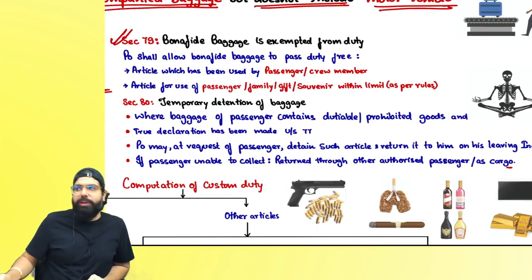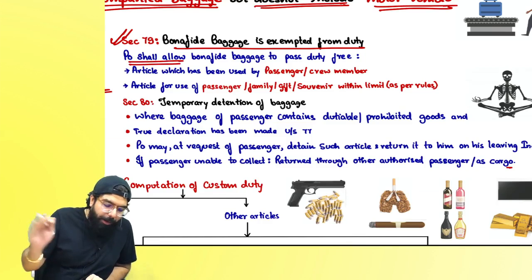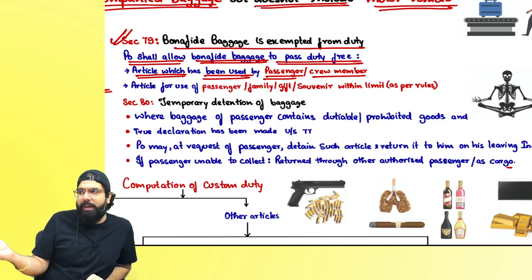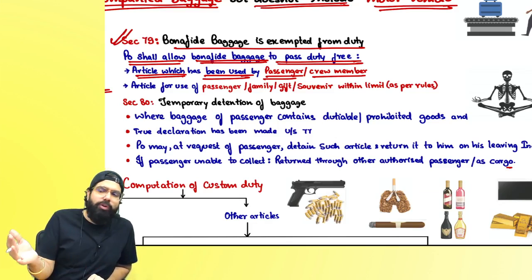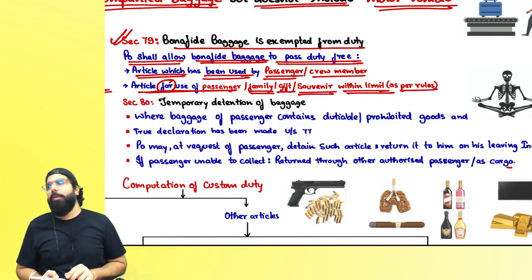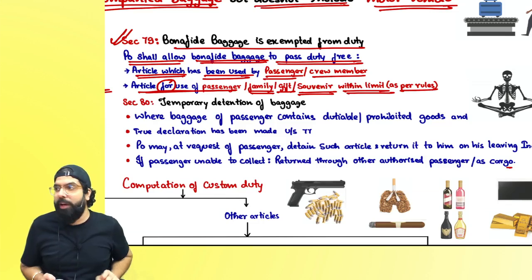Section 79 says bona fide baggage is always exempted from duty. If a person has bona fide baggage, the proper officer shall allow it to pass duty free. Articles which have been used by a passenger or crew member, basically personal effects, will be allowed without any duty. Or articles for use by the passenger's family, gifts or souvenirs within the limit as per the rules, rule 3 and rule 4, and for a crew member, rule 9 of the baggage rules is applicable.